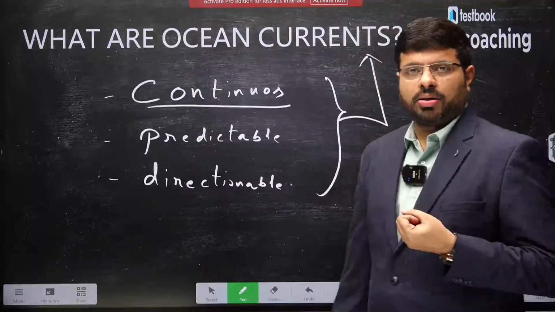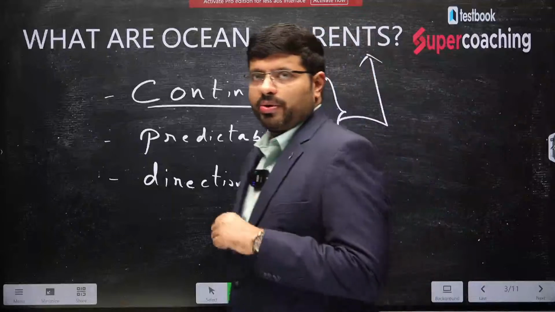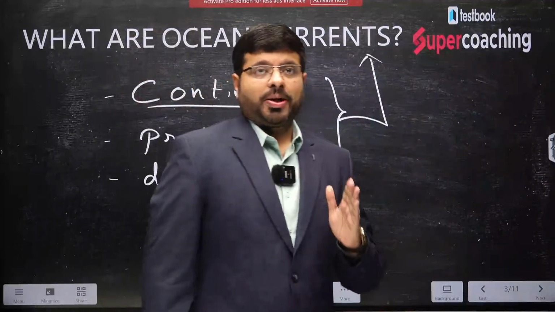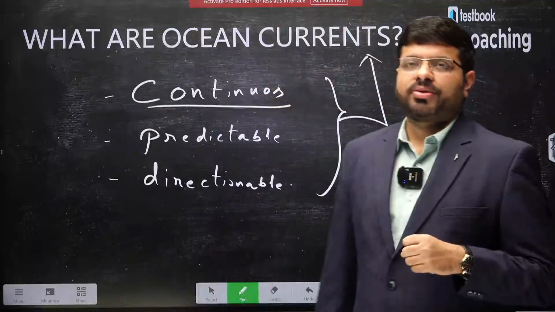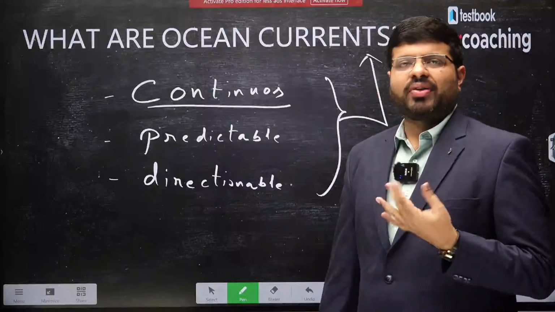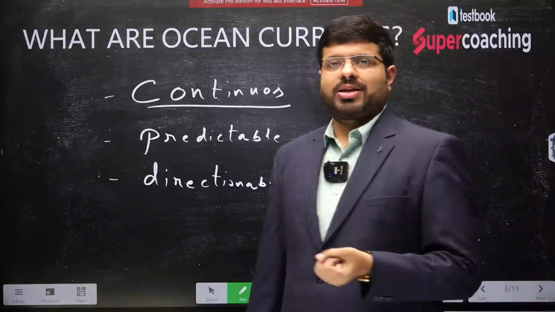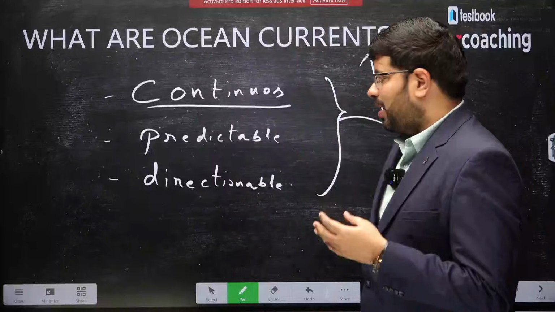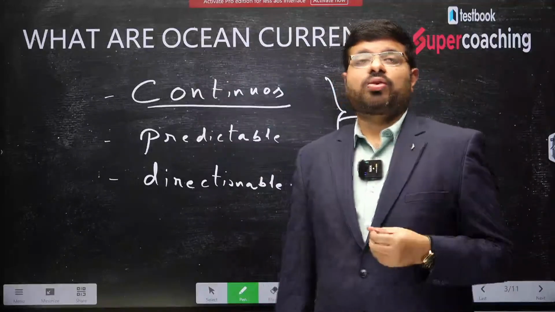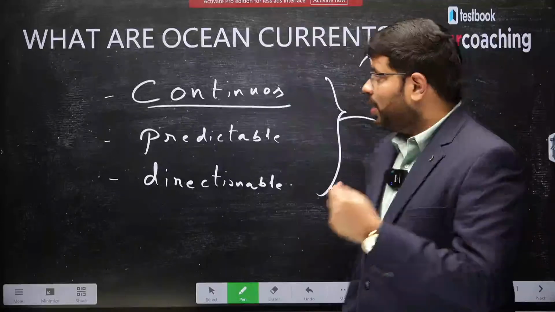They are predictable. You know that they will be coming up. You know that they will be having this impact. And they are directional. There is a particular direction to it. These are what ocean currents are. Just like how a river moves, we can also expect that oceanic water moves in a predictable, continuous, directional manner. These are what you call ocean currents.